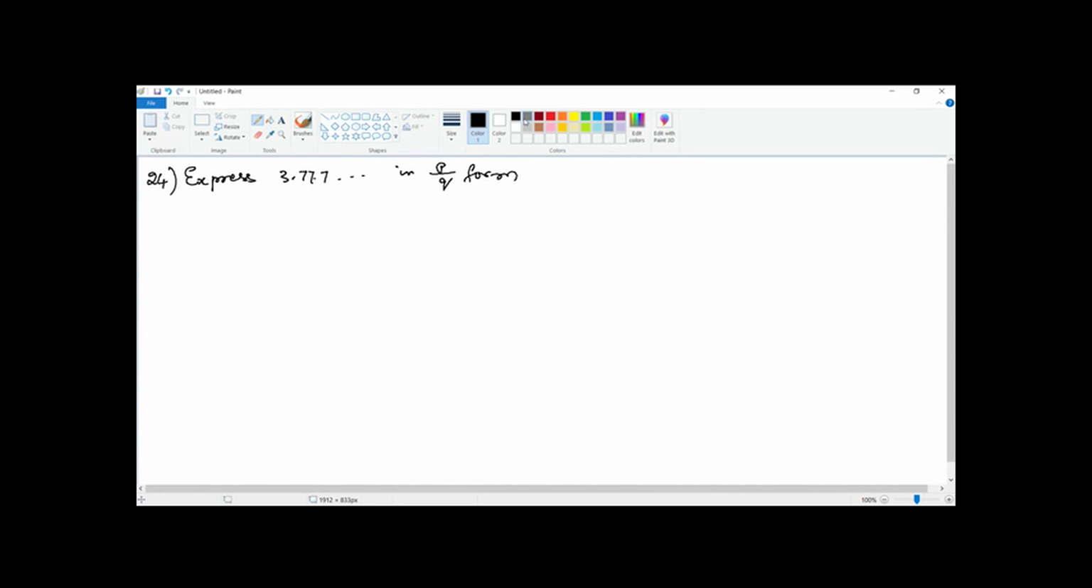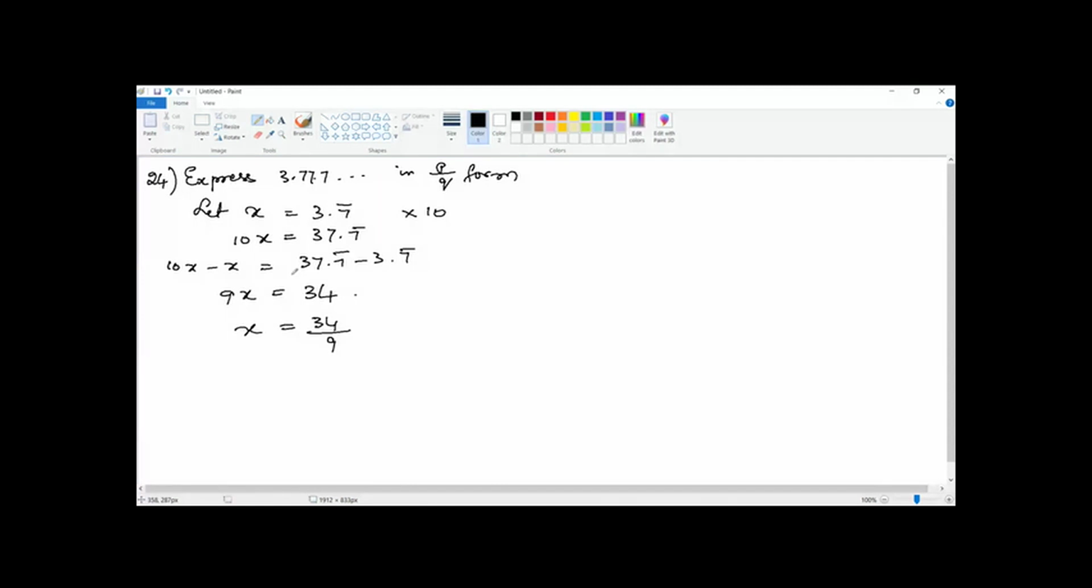Ma'am, 34 by 9. So let x be 3.7 recurring. Multiply by 10: 10x equal to 37.7 recurring. 10x minus x equal to 37.7 recurring minus 3.7 recurring. 9x equal to 34. x equal to 34 by 9. Correct? Yes, ma'am.